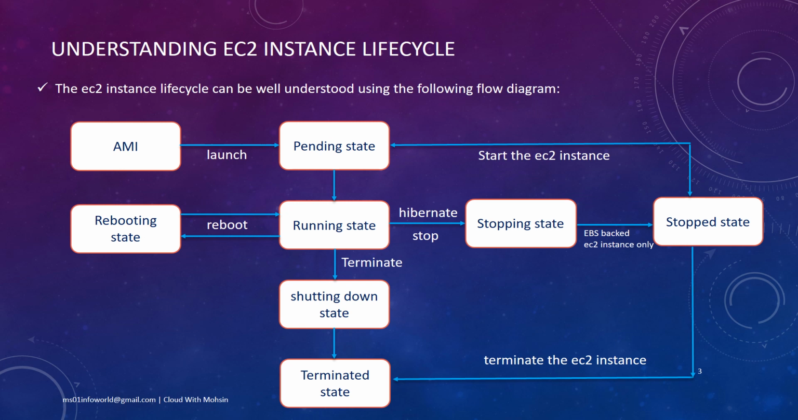Just to understand the life cycle of an EC2 instance, I have drawn a flow chart, as you can see here. It first starts with the AMI. If you are not aware of AMI, it is the short form of Amazon Machine Image, and an AMI contains a set of rules or templates as well as some specific configuration you want. We can also customize our own AMI.